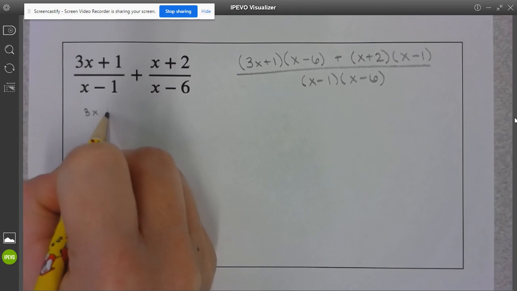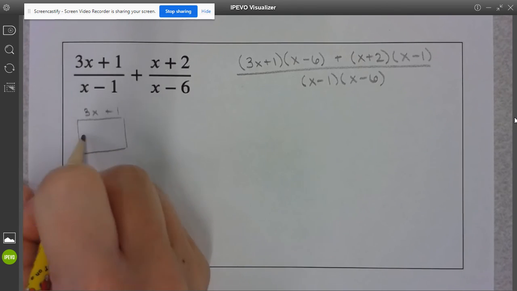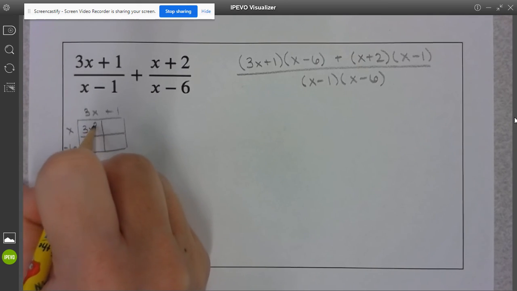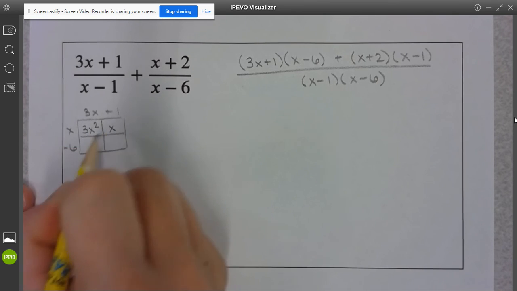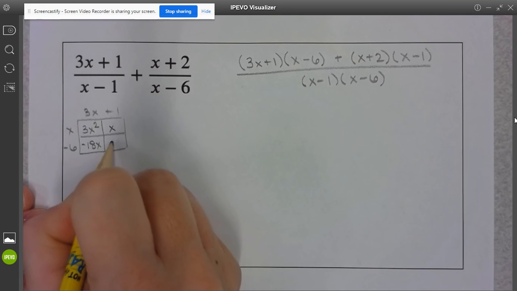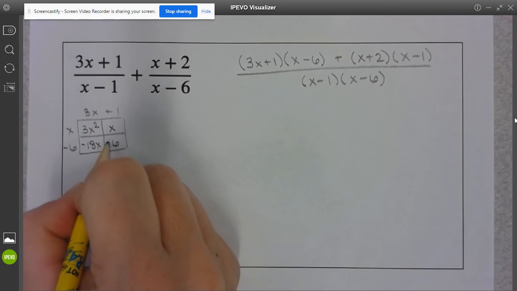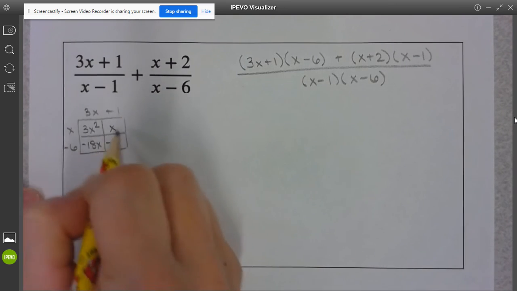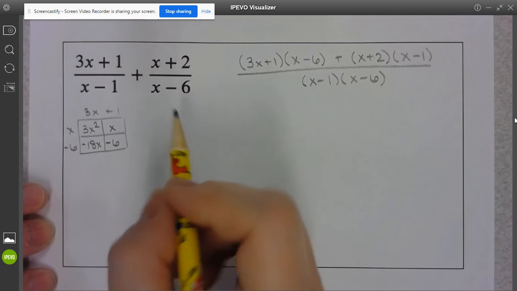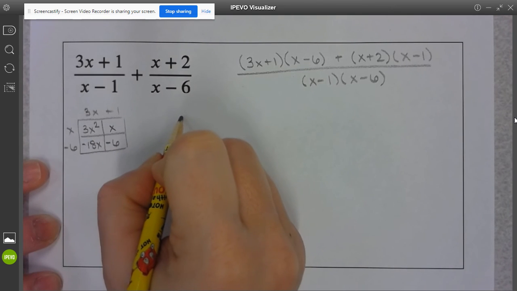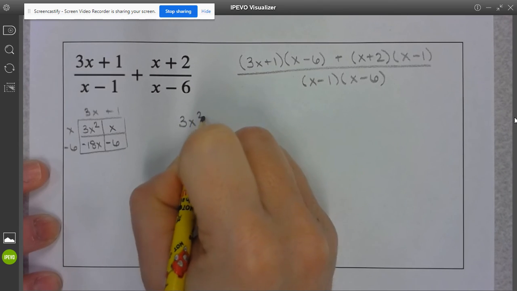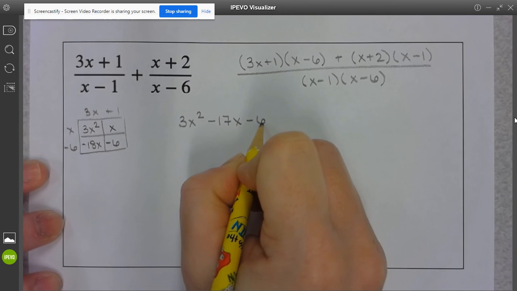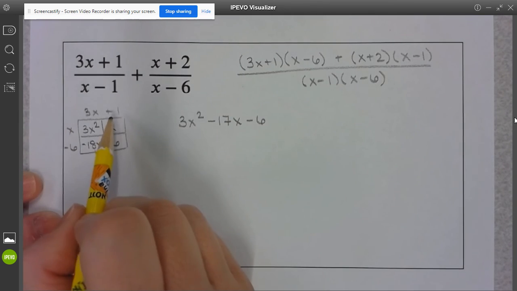So if I do 3x plus 1 times x minus 6, this is going to give me 3x squared, negative 18x, and positive x, and negative 6, because that's a plus 1. So those would be the 4 terms if you did FOIL that should show up. So that would give me 3x squared minus 17x minus 6 from multiplying these two together using the box method.